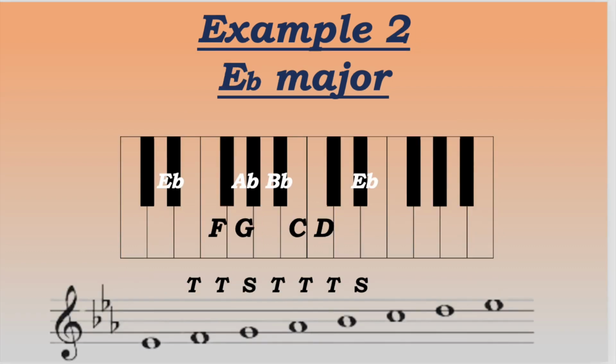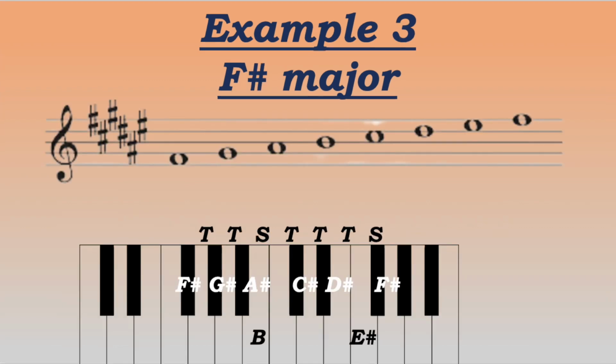Now, E flat major. E flat to F is a tone. F to G is a tone. G to A flat is a semitone. Then A flat to B flat is a tone. B flat to C is a tone. C to D is a tone. D to E flat is a semitone. It has happened again. We followed it correctly.